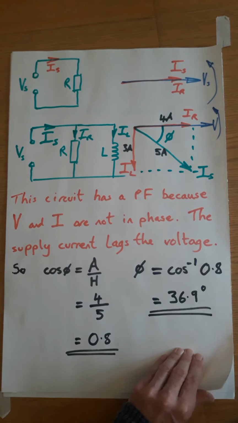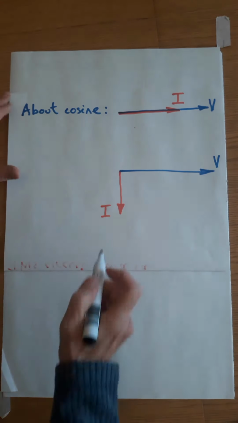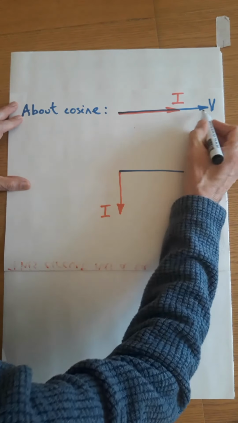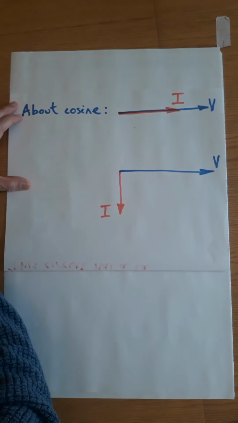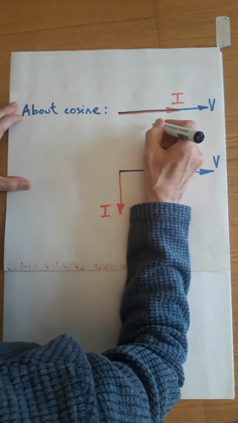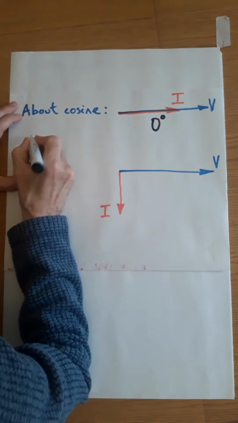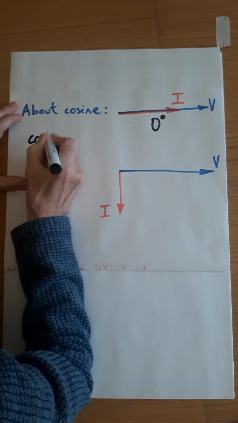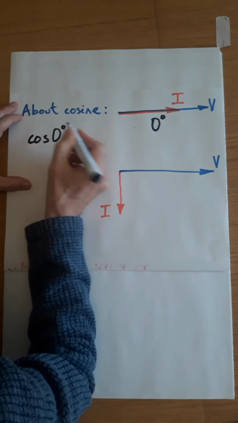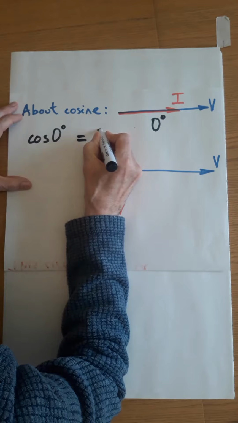Okay, let's just take a moment to talk about the cosines. Here we have voltage and current in phase. If they're in phase, literally drawn one on top of the other, then there is 0 degrees between them. So if you take the cosine of 0 and you put that in your calculator, you will get 1.